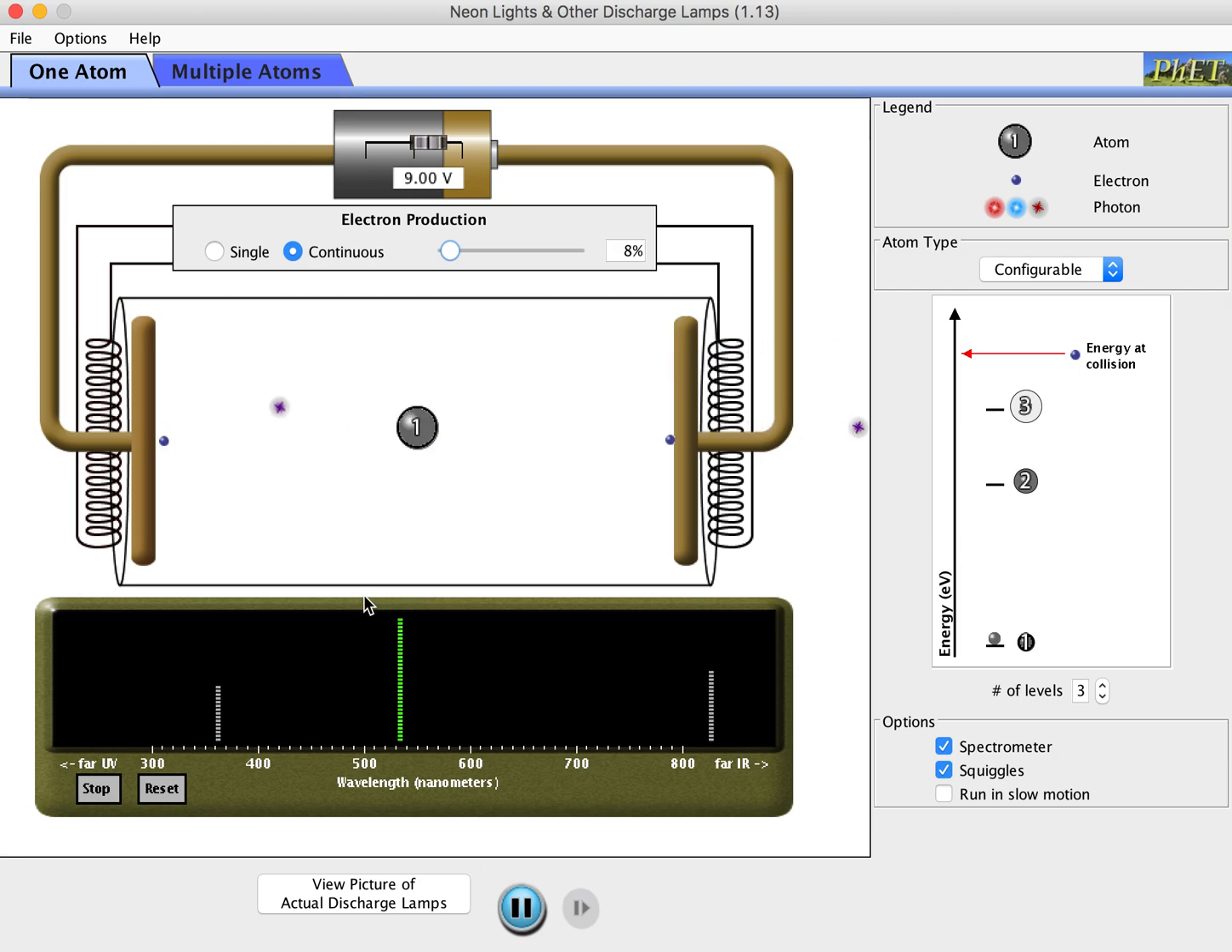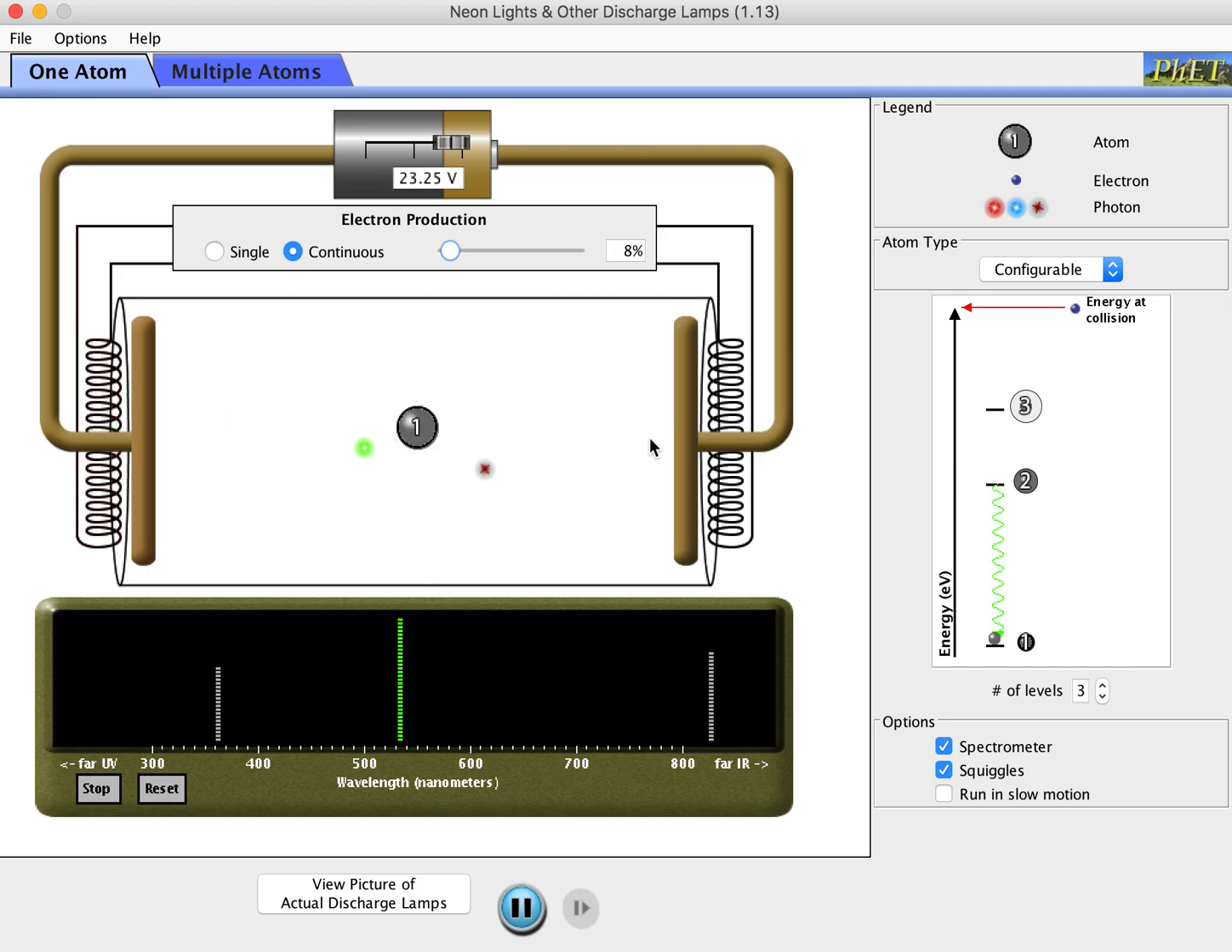atom. True or false: the kinetic energy of the free electron at the point of collision increases as the voltage of the battery increases. Well, we've already seen that in several of these. If I crank up the voltage of the battery, this energy at collision goes up as well. There's a faster acceleration through this electric field, and the electrons will hit the atom with higher speed.